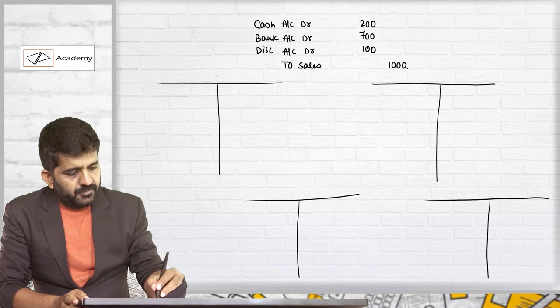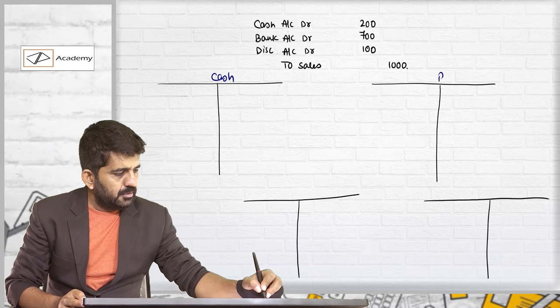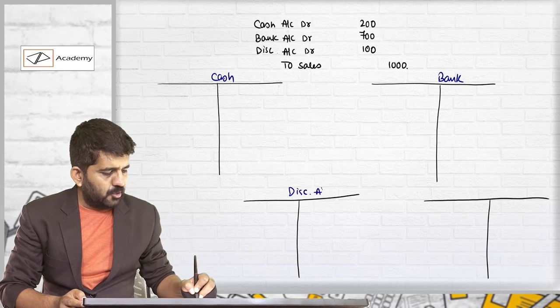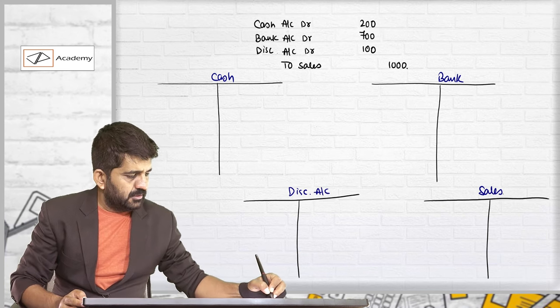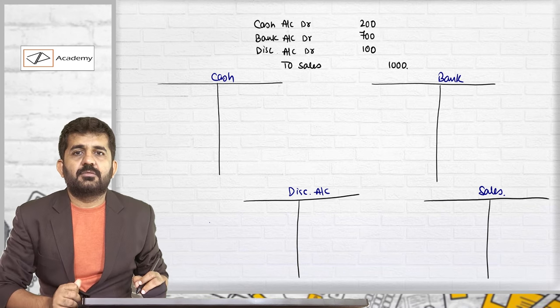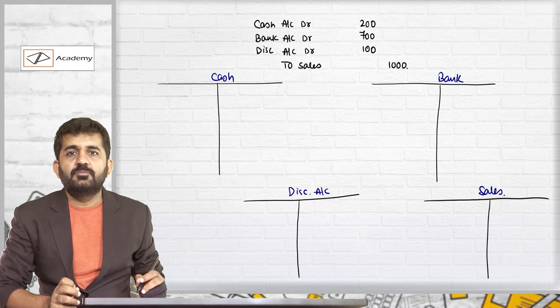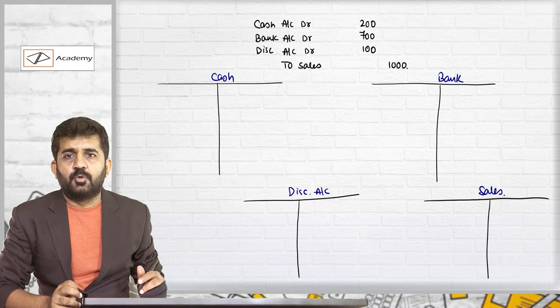Last one. Cash account, bank account, discount account and sales account. Someone else. Now we will try. Kunal, yes.